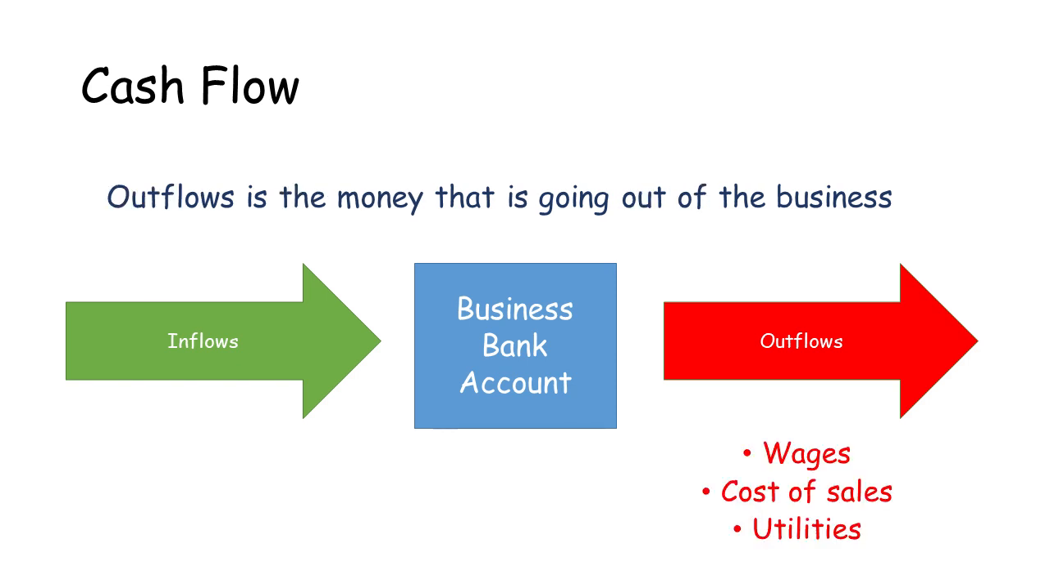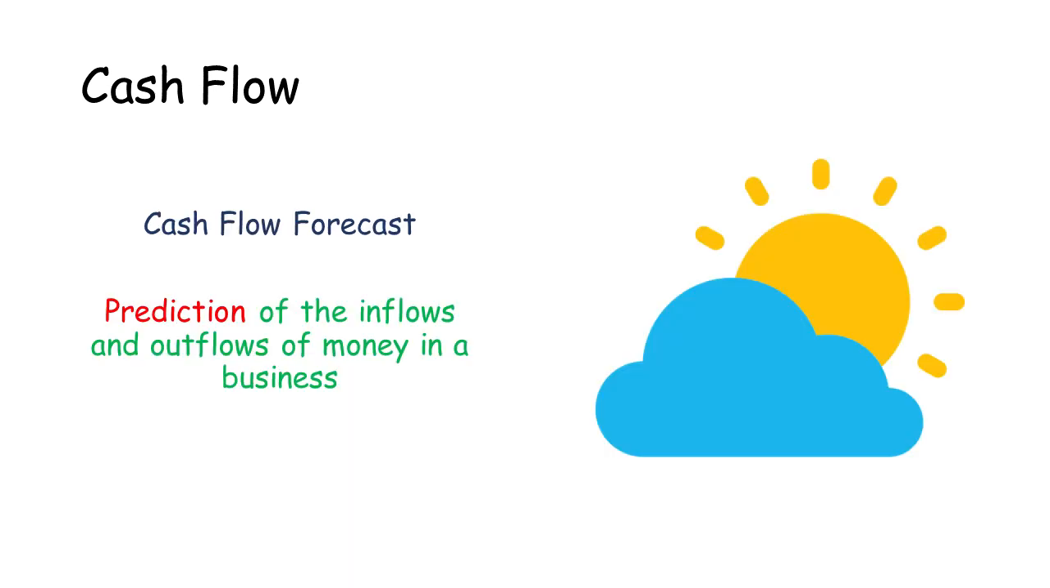Whereas outflows would be wages, cost of sales and utilities. So any money that comes into the business bank account is seen as an inflow, and any money that goes out of the business bank account is seen as an outflow. So we know that cash flow is the inflows and outflows of money in a business.